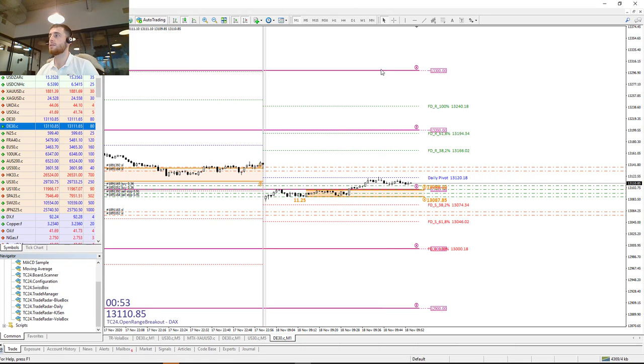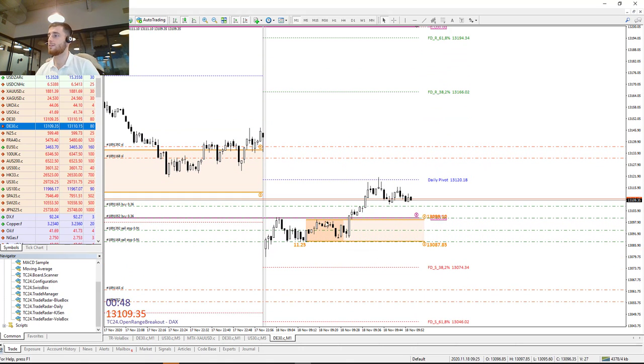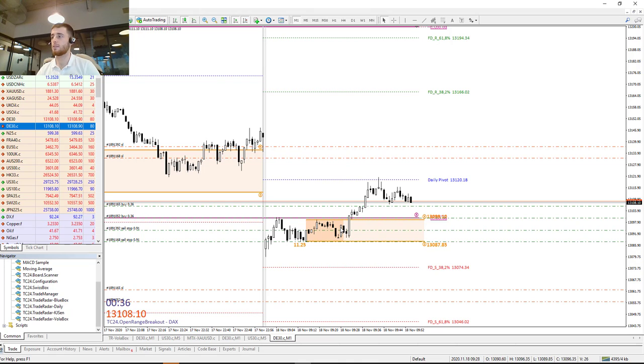Again, if we come into the minute chart and we open it up, here is the main source of the template, so the open range breakout. So this here, this orange box, this is our open range, the morning's open range. You can see on the left-hand side of the box, it's a slightly darker shade of orange.